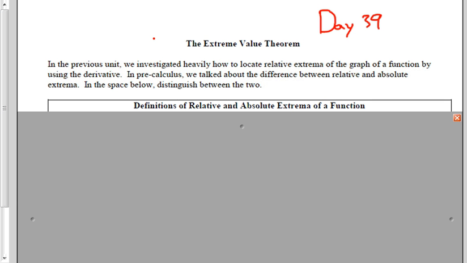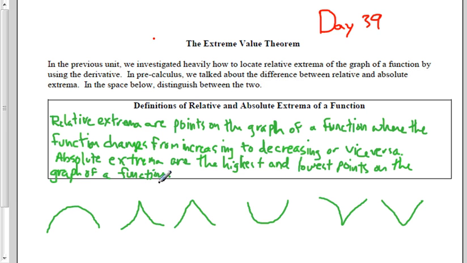In the last unit, we investigated how to locate relative extrema of the graph of a function by using the derivative. In pre-calc, we talked about the difference between relative and absolute extrema, so now we're going to distinguish between the two. Relative extrema are points on the graph of a function where the function must change from increasing to decreasing, or vice versa, decreasing to increasing. Absolute extrema are just the highest and lowest points of the graph of a function.